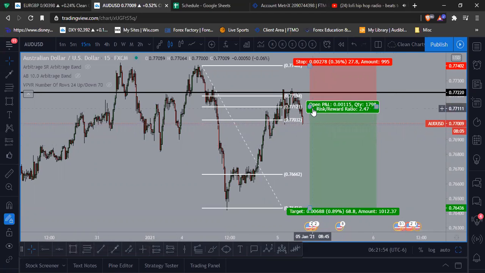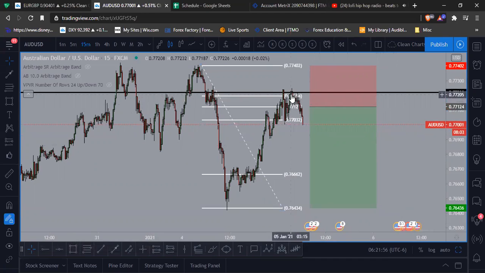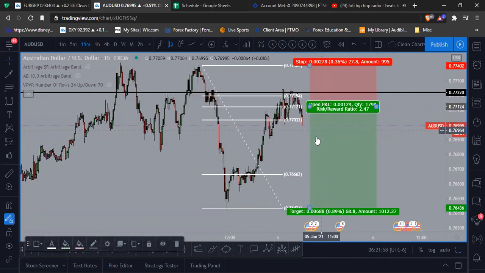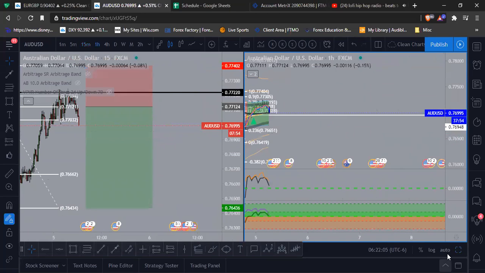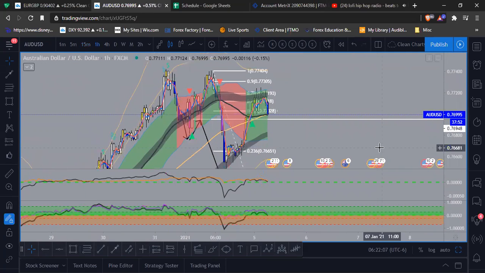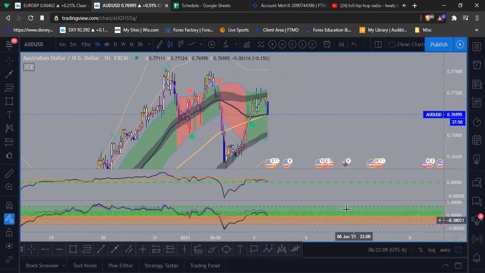So this was, actually, I got in right here, to be honest with you. I got in up here. And so I still think this is going to end up hitting to the downside. Let's go and see what Arby is talking about. So get rid of all this.